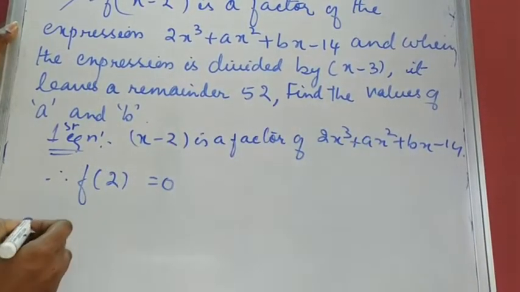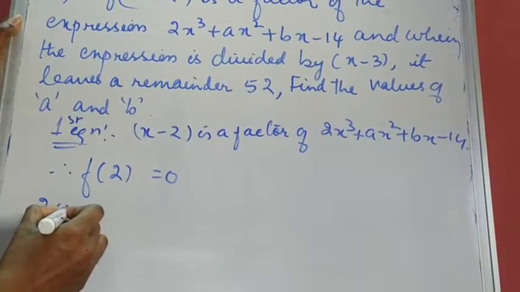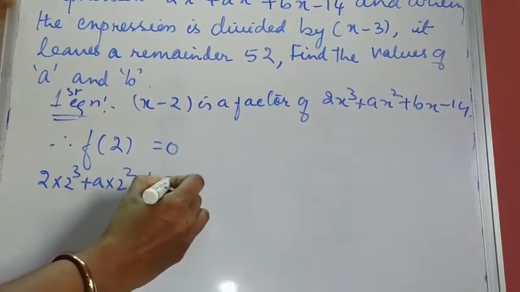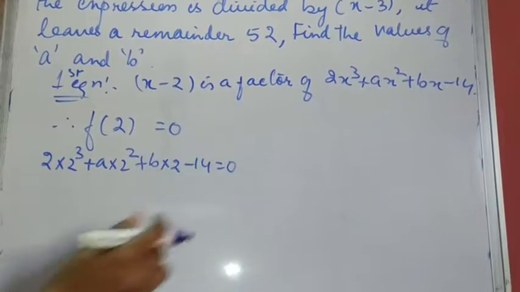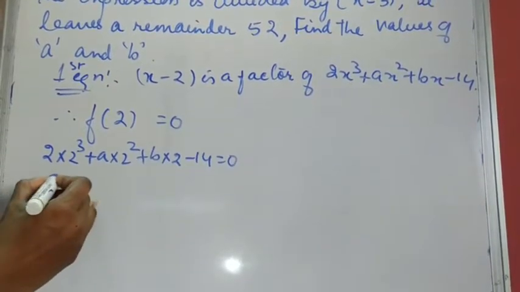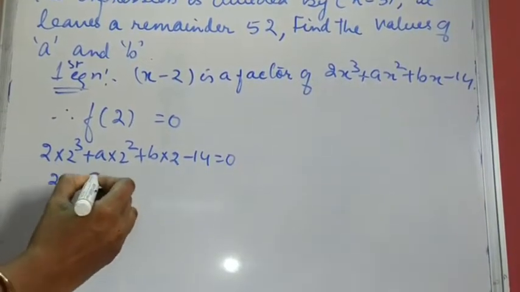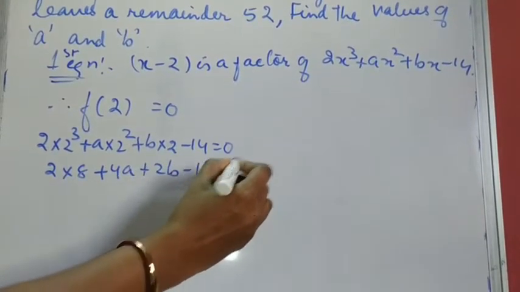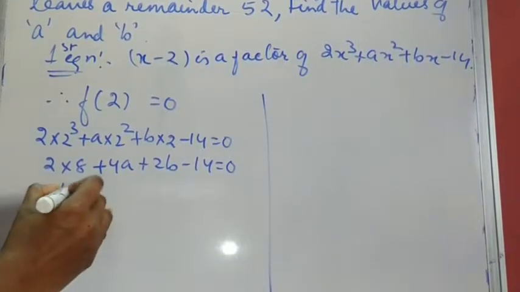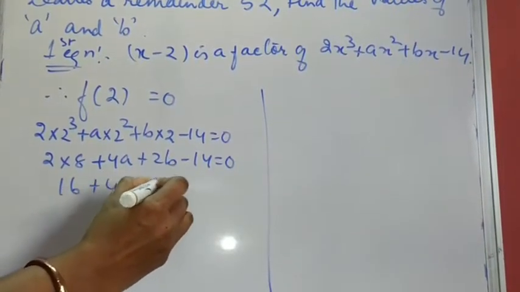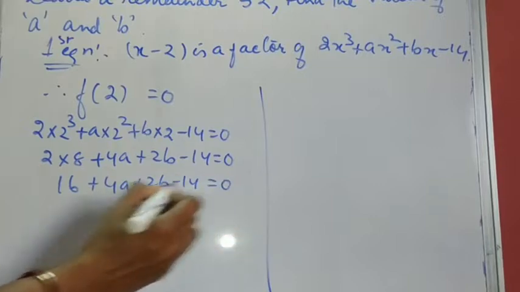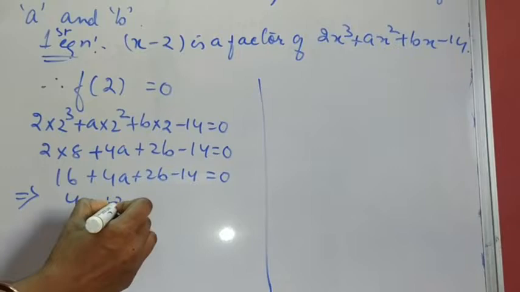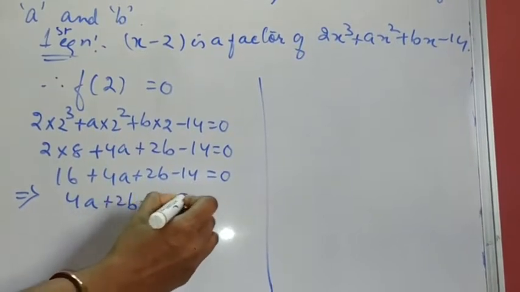Let us now substitute the value of 2 there. 2 into 2 cube plus a into 2 square plus b into 2 minus 14 is equal to 0. And here 2 into 8 gives 16, plus 4a plus 2b minus 14 is equal to 0. This gives us, on further simplification, 4a plus 2b plus 2 is equal to 0.